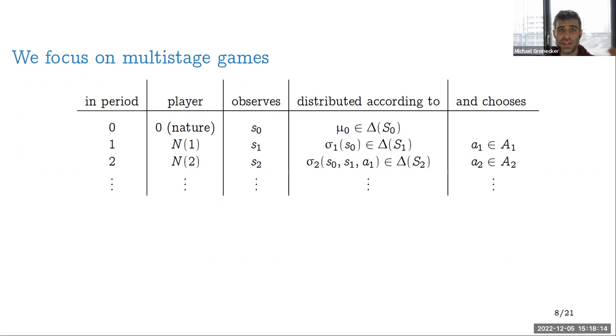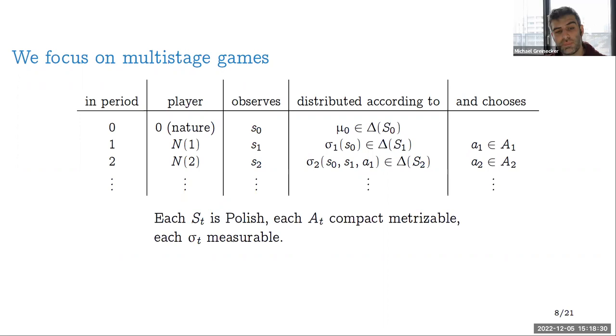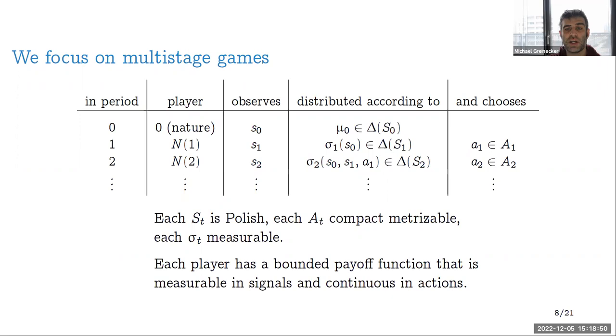Now we impose some assumptions. First, the assumptions that you think are the obvious ones. Each signal space is separable, completely metrizable, say the real line. Each action space is compact metrizable, say the unit interval. And we put enough structure in our signal spaces that all probabilities are well defined. Now, for a game, there's still the payoff function missing. So each player has a bounded payoff function that should be measurable in signals, so signals can be payoff relevant here, and it should be continuous in everybody's actions.